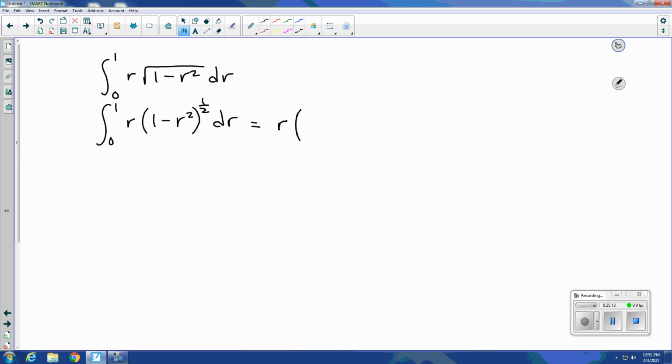So it's going to be antiderivative, so add 1, and then we got to divide by the derivative of what's inside. We don't need a plus c because this is a definite integral. So cleaning this up, we're going to get negative 1/2, 1 minus r squared.